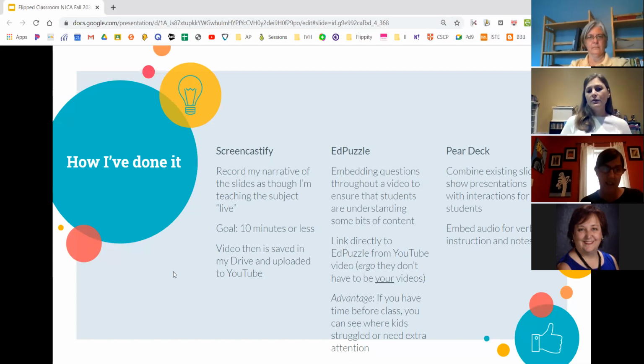Pear Deck now allows you to embed audio on a variety of different slides so that you can show a pretty typical slideshow that you already have built, whether it's in PowerPoint or Google Slides. You can have all your transitions, all the things that you are used to having, but with Pear Deck, it gives you the ability to do almost like a voiceover on the slide. And then the students get the oral experience of your presence within the lesson as well.